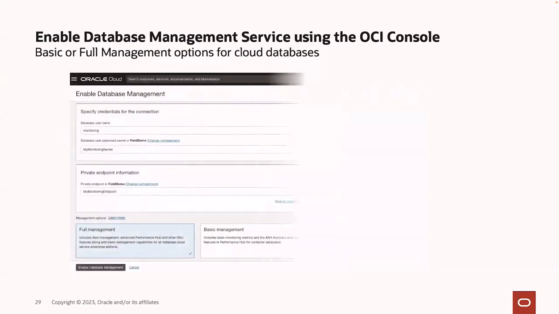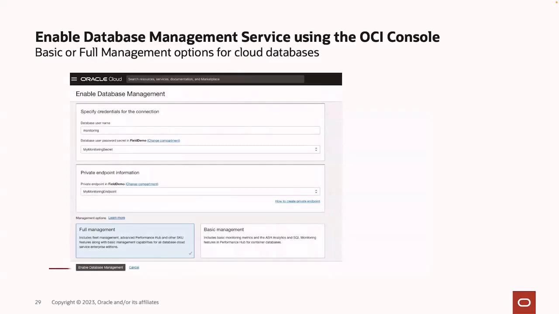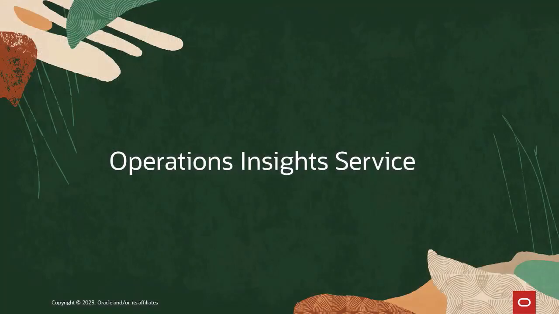Then you'll need to specify credentials for the connection of the monitoring user, the private endpoint that is going to be utilized, and here's where you'll select either the full or basic management to enable. Once you have selected, you can click the Enable Database Management button, and you should be able to utilize the service. Next, we'll be discussing our Operations Insight service.